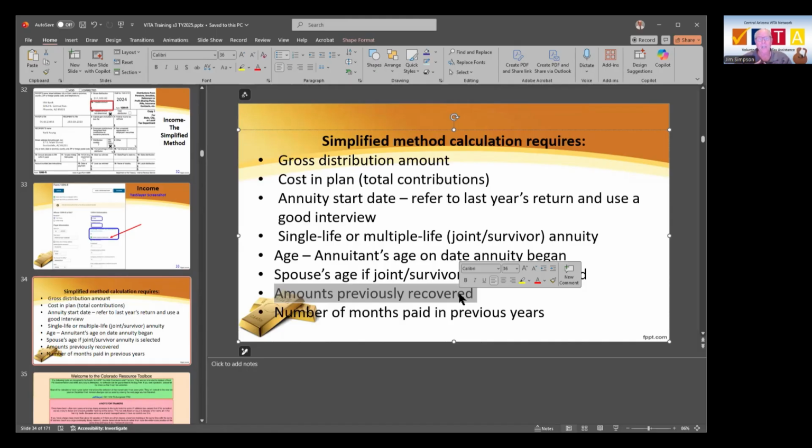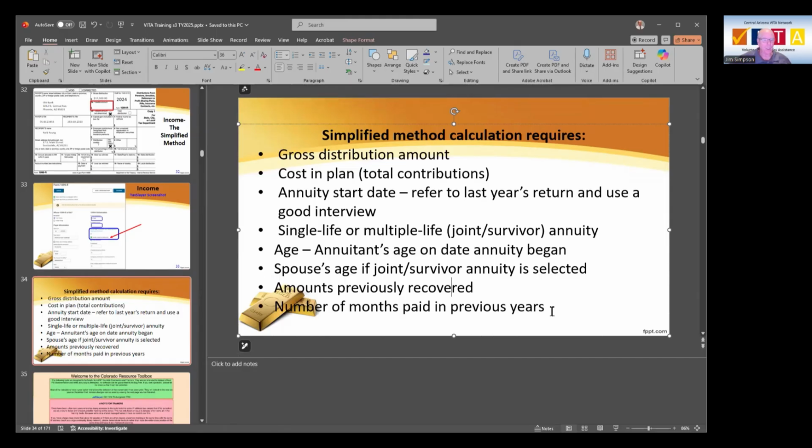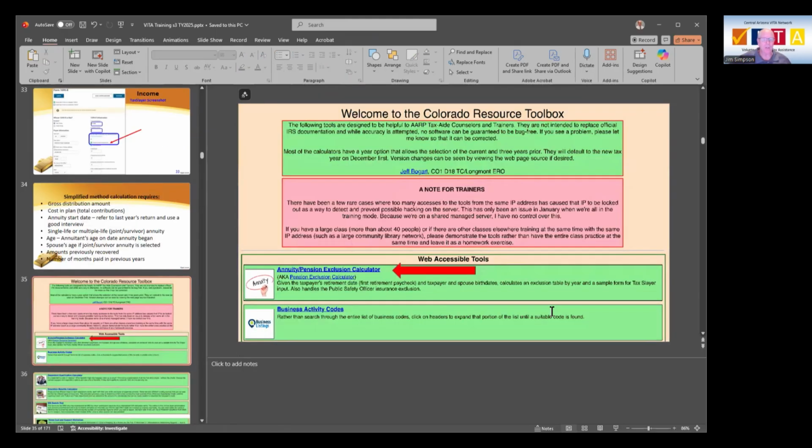Now, TaxSlayer says, well, we need to know how many years they've recovered this. Now, I'm going to show you another tool where you don't really need to know that, and it'll give you a worksheet for calculating it. And then you have to know the number of months paid in previous years. Actually, the only time this is really important is if it's in the first year. Okay, so here's this other tool.